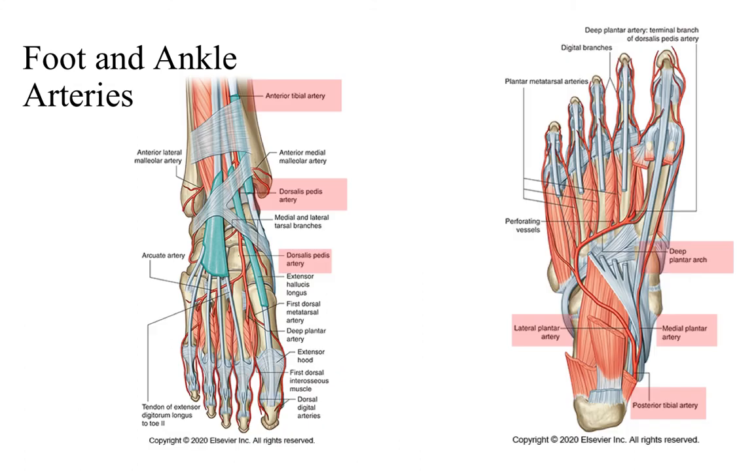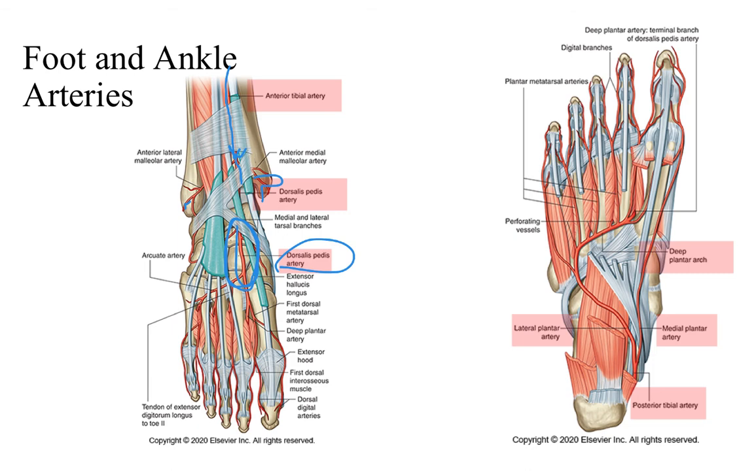All right, for the arteries that supply our foot, for the dorsal side, it's going to come from the anterior tibial artery, and then that is going to branch into a lot of anastomoses around the ankle, as well as to the dorsalis pedis artery. And this is another important artery for you to know, this dorsalis pedis, because that is the second point at which you can take a pulse of the foot.